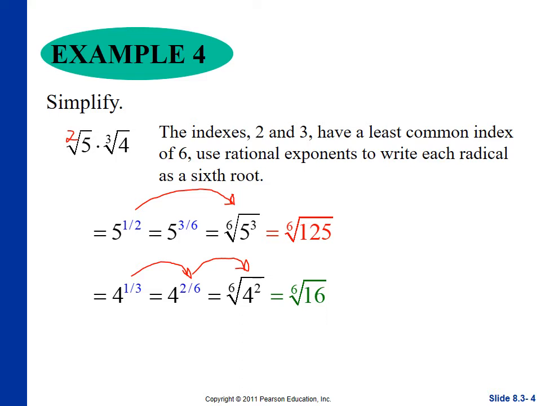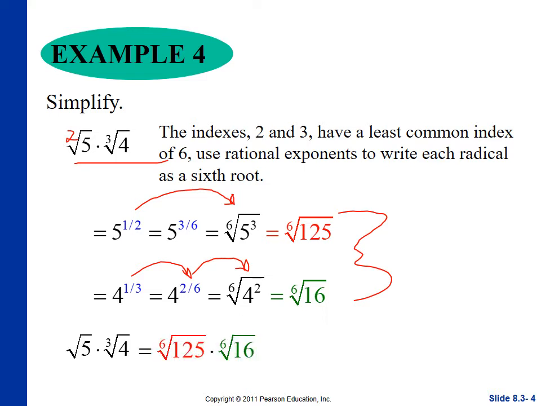Now you're going to take these and recombine them into the multiplication problem. So you're going to substitute. The square root of 5 is equal to the 6th root of 125. The cube root of 4 is equal to the 6th root of 16. You multiply those two and end up with the 6th root of 2000. So this is the method of doing that. Let's do one more example for you.